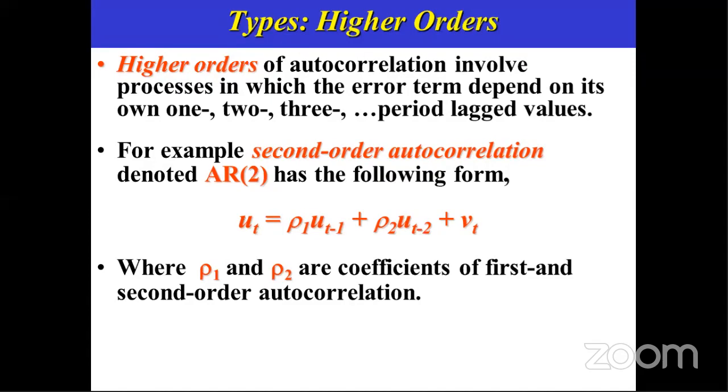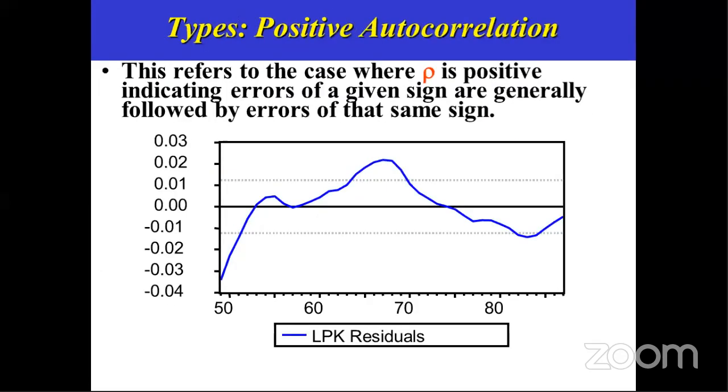So higher order autocorrelation means we have expressed that the disturbance term depends upon a higher number of lagged values, the past values of ut. Hence we call it higher order autocorrelation. That is related to the second classification. The first classification is related to pure and impure. The second one is related to first order autocorrelation and second order autocorrelation.